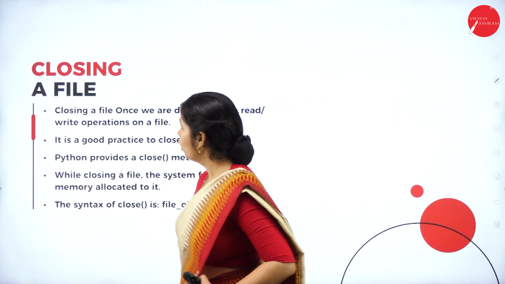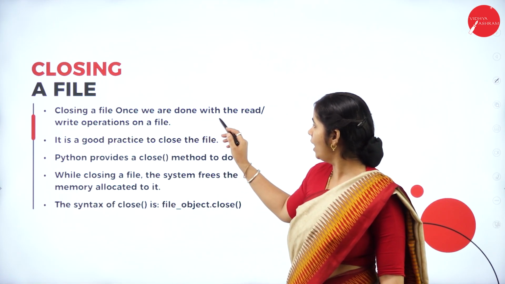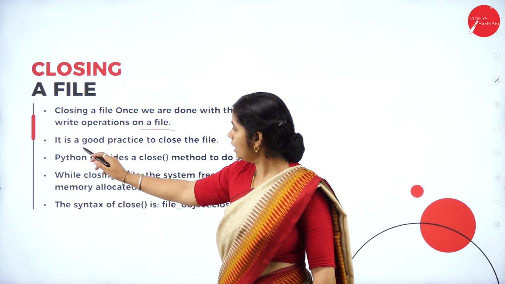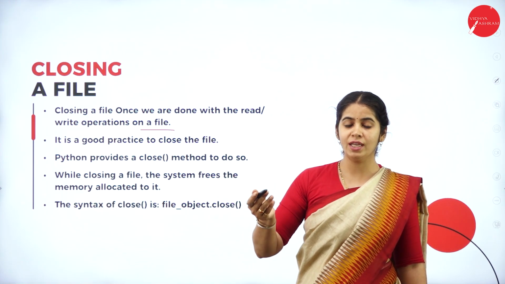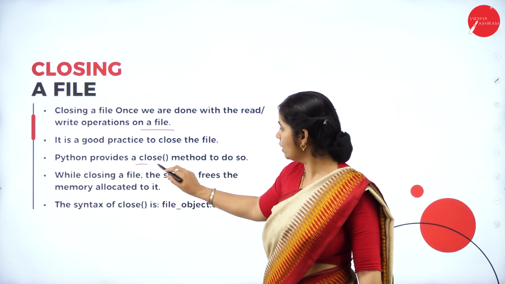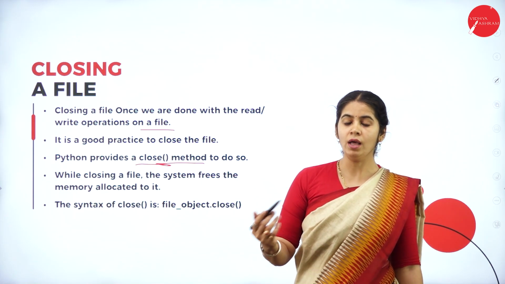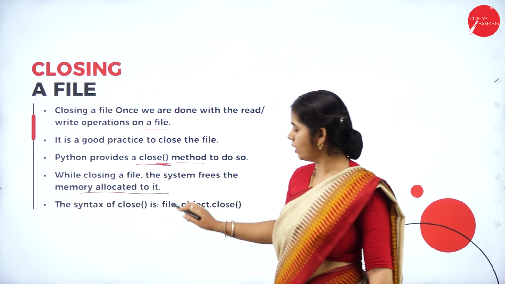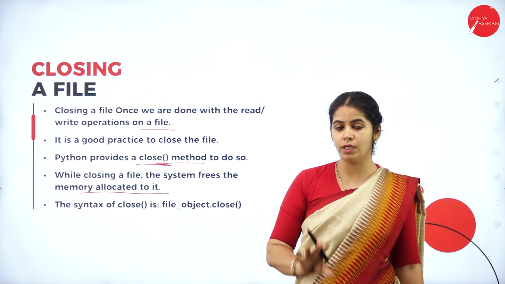So, this is all about closing a file: how we have to close and why we have to close. Once we are done with the read and write operations on the file, we have to close the file. It is good practice to close the file, because if it is open, anyone can modify the data that is there in the file. So, we always close it. Python provides a close method to do so. Close is a method used to close the opened file. While closing the file, the system frees the memory allocated for it. As I told you, it will free the memory allocated for that particular file.